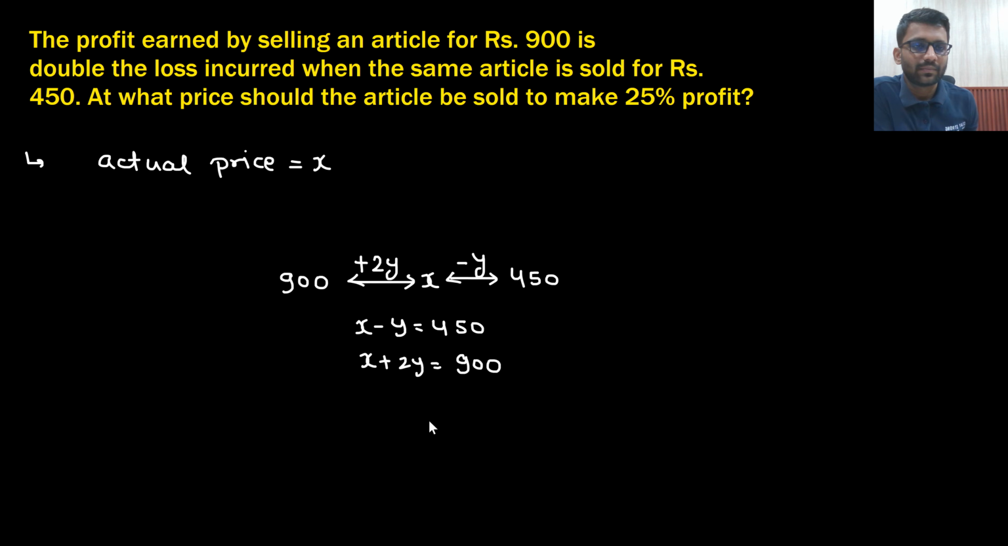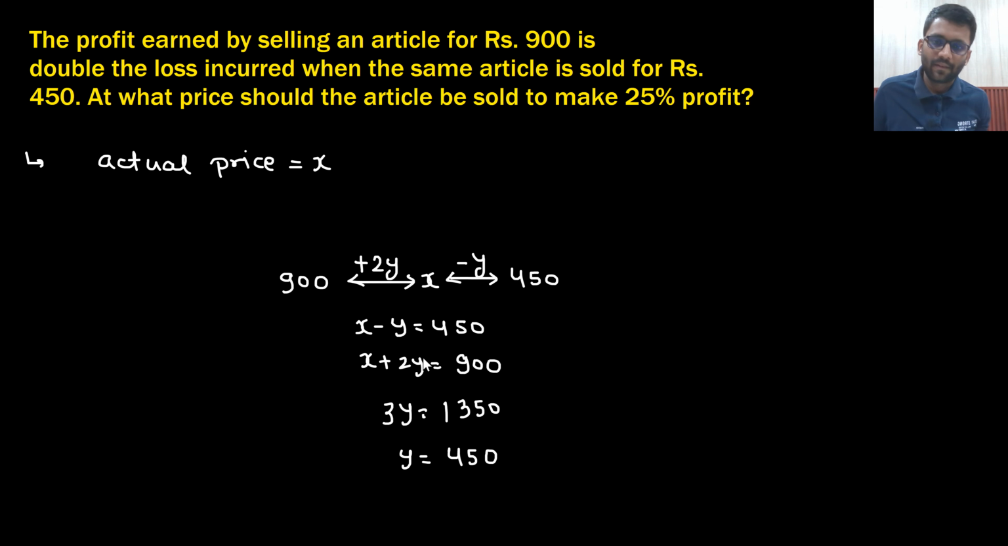Did you understand this? If you read the question again, what they are saying is the profit earned is double of what we lost if we had sold it at 450 rupees. We lost y rupees, then if we sold it at 900, we would gain 2y rupees. This is what they are saying. So 3y would be equal to 1350. So y is equal to 1350 by 3, 450.